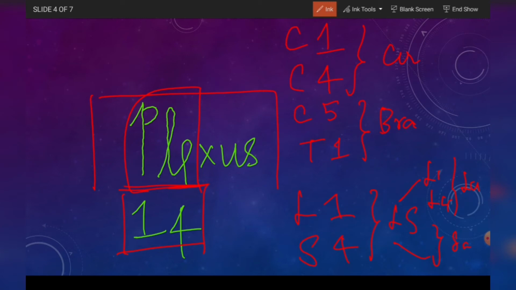So by remembering these 2 numbers, 1 and 4, we can easily make out the root values of all the 3 plexus: 1 and 4.